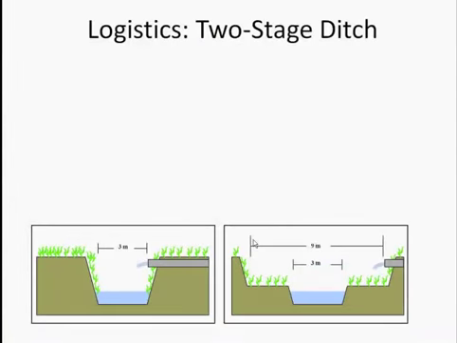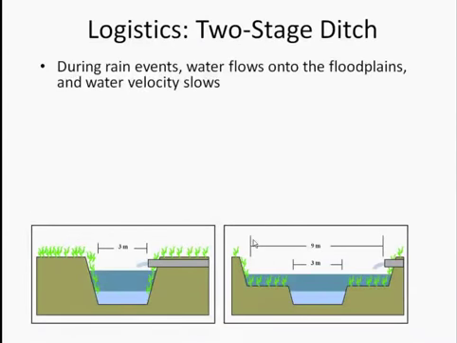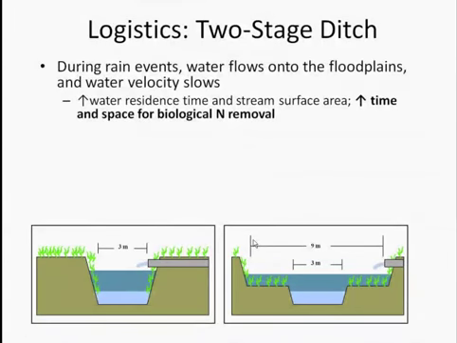So just some background on the two-stage ditch. During rain events, basically that water is able to flow onto the floodplains, which slows the water velocity. And as a consequence, we've increased the water residence time, and we've also increased the stream surface area. And that means that we've got greater area over which that water can interact with the sediments, which results in greater time and space for biological nitrogen removal.